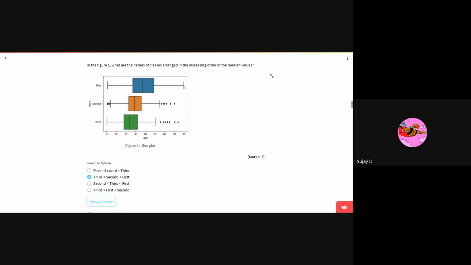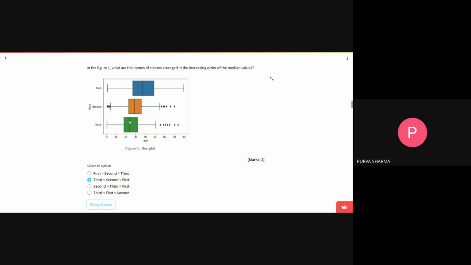I thought we scaled all the first, second, third to 0 to 80. No. We are comparing it. Everything is on the same scale right now. These are just classes, like how many people with age 10 belong to the class third and second and first? This is what we are comparing here. Median value, it is the middle part of this box plot. So this is how we compared it, right?